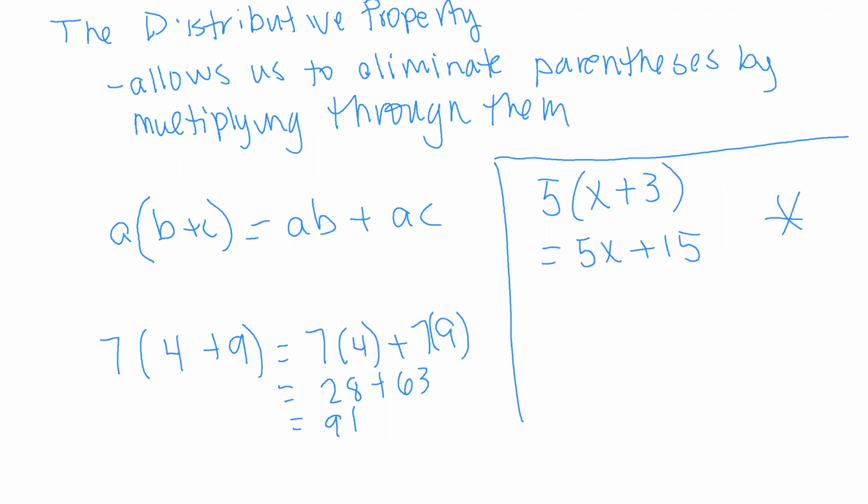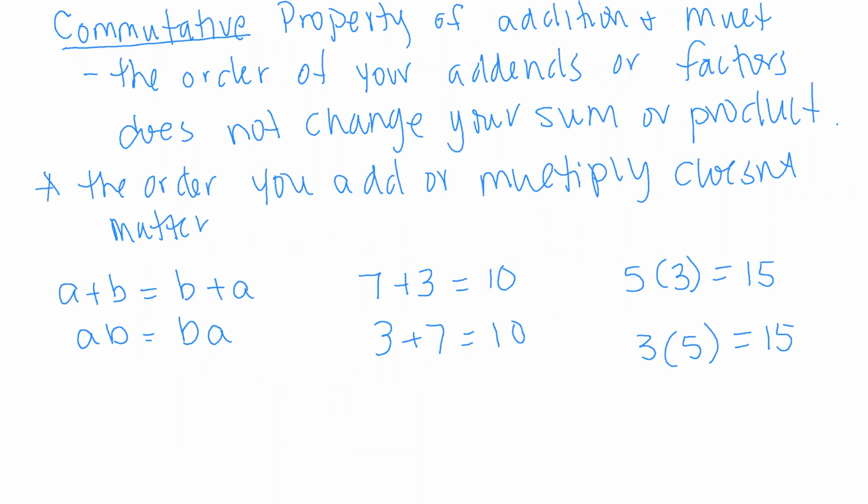Okay, so just to recap really quickly, we had the commutative property of addition and multiplication. The order of your addends and factors does not change your sum or product. So basically the order you add or multiply doesn't really matter. Okay, so if I have 7 plus 3, that has to equal 3 plus 7.